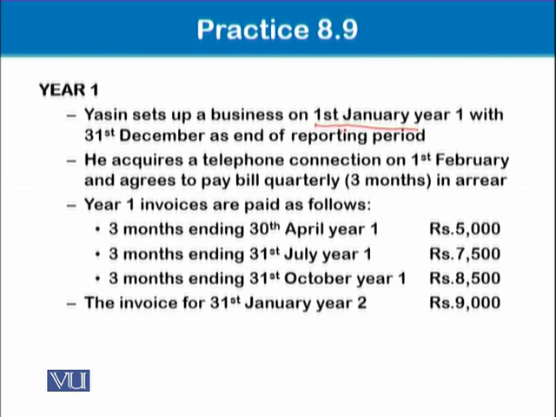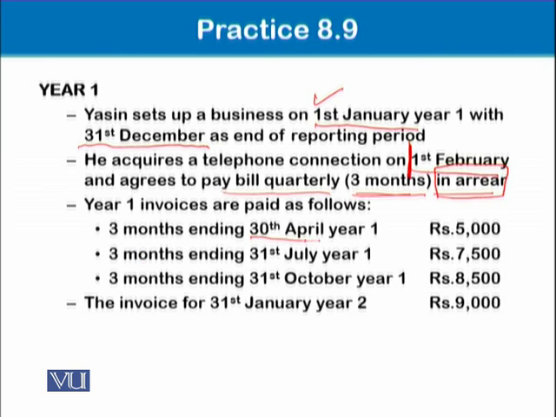So on 1st January it started business and its accounting year ends on 31st December. He acquires a telephone connection on 1st February. So important thing, although the business was set up on 1st January, its telephone connection was taken on 1st February. And he agrees to pay the bill quarterly, meaning for 3 months in arrear. Now we understand what this arrear thing is. So year 1 invoices are being paid as follows.